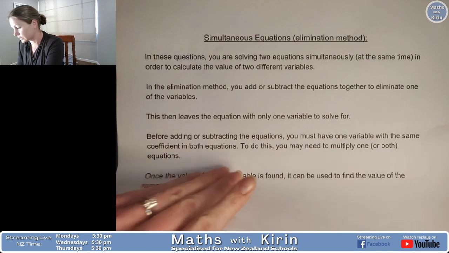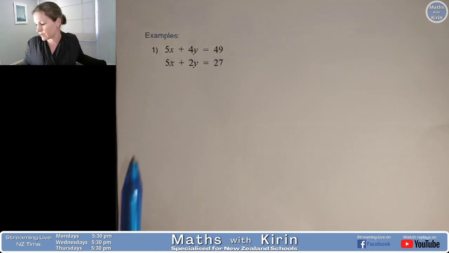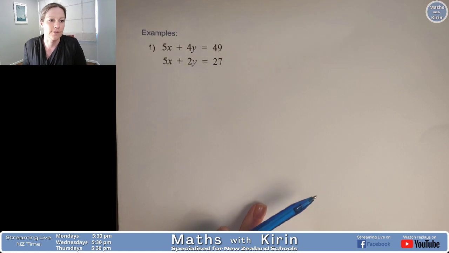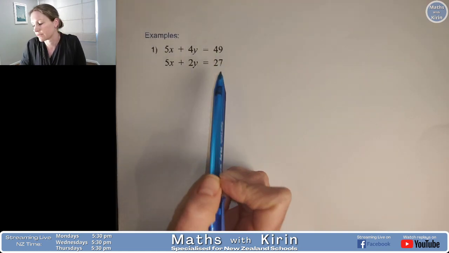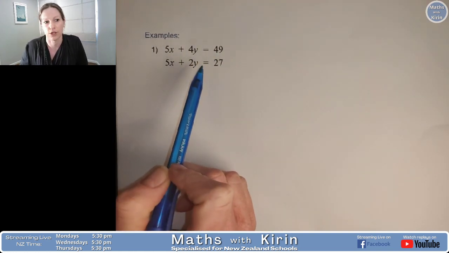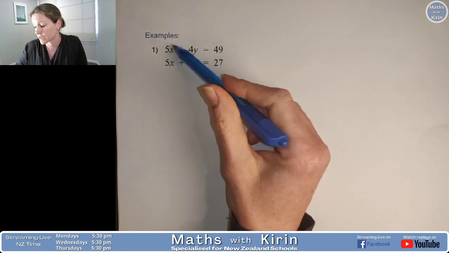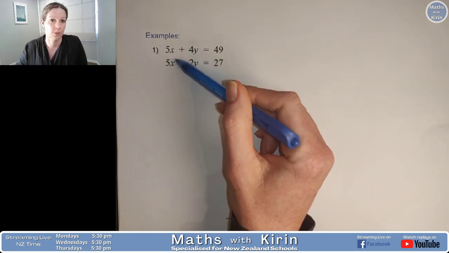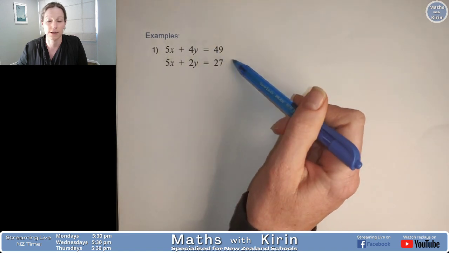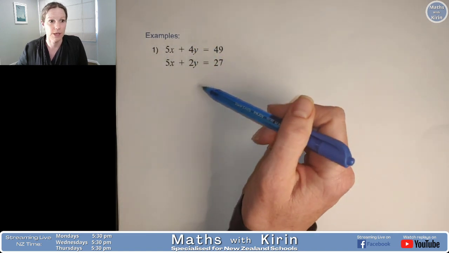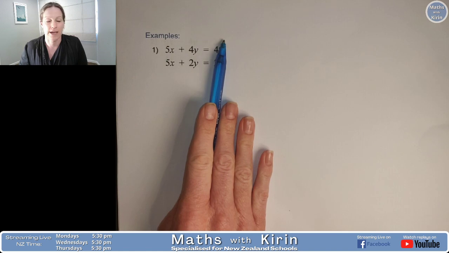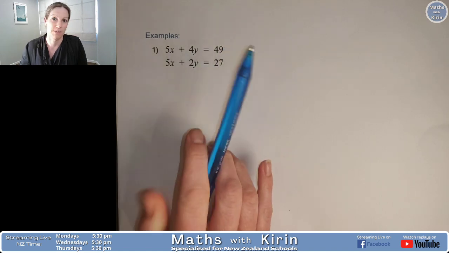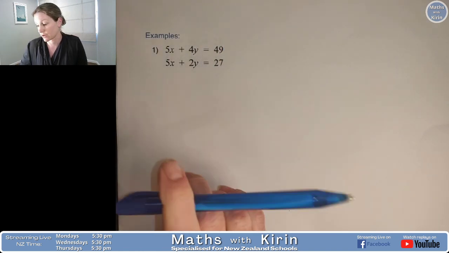So for my first example here, we've got 5x plus 4y equals 49 and 5x plus 2y equals 27. When you're using the elimination method, it is a really good idea to line your 2 equations up so that you have x's on top of each other, the y's and the constants, in whatever order you have them in, so that they're all the same. It will make the adding or subtracting much easier and you'll be less likely to make errors.